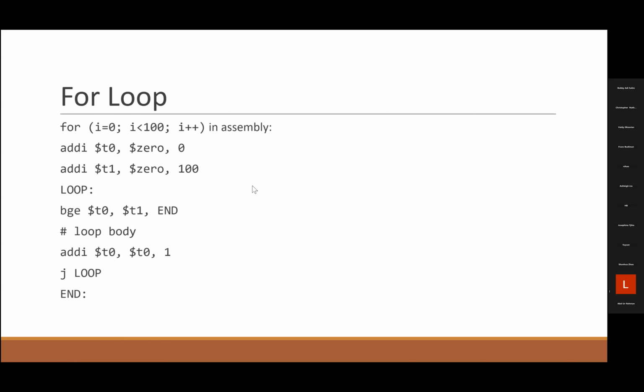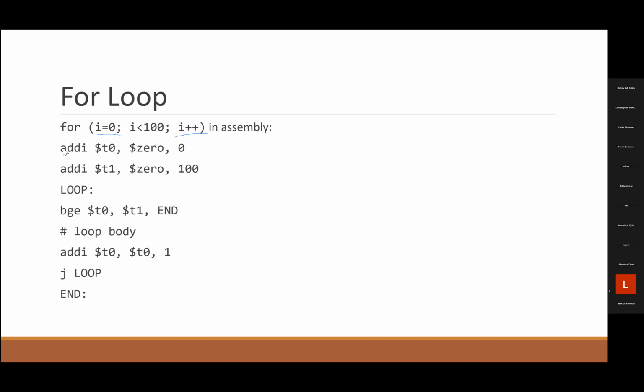Next, we have for loops. So for loops aren't that much different than while loops. The only difference is you have stuff that you need to do before the for loop, that's indicated here in the first part of the for loop, and the last part. The last part will be executed at the end.